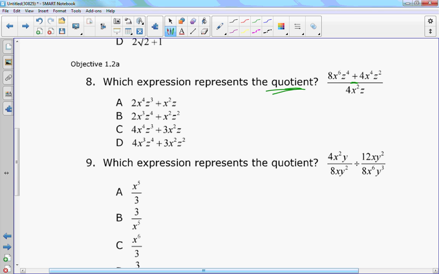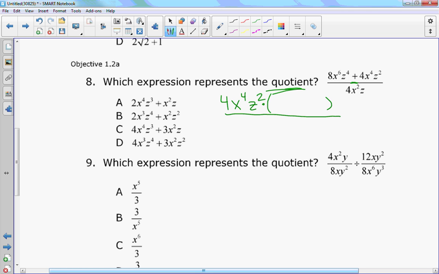What's the greatest common factor for the 8 and the 4? 4. 4 divides into both, right? At most, how many x's can both of them give? X to the 6, x to the 4th. At most, they can give 4. At most, how many z's can both of them give? 2.